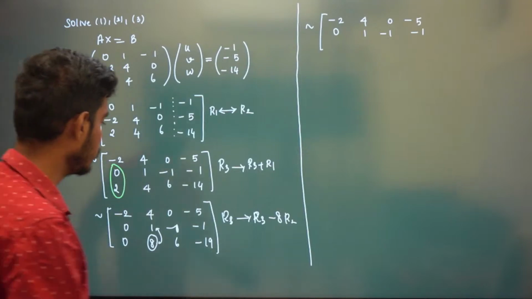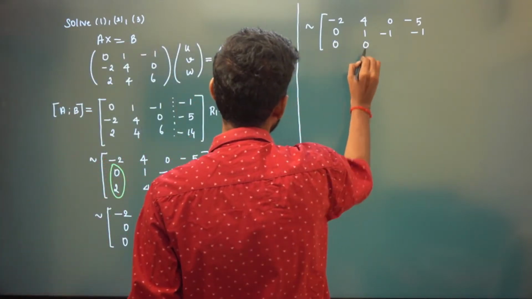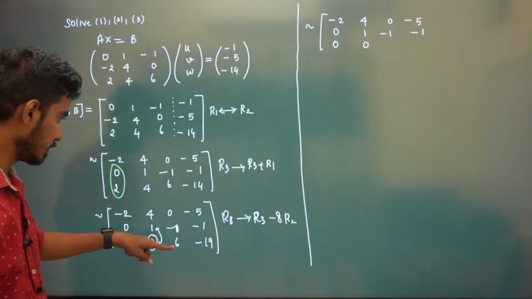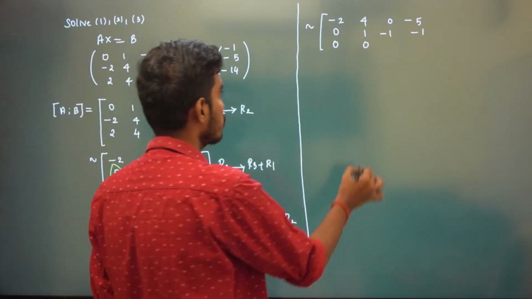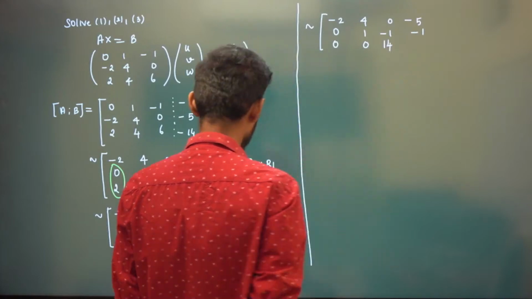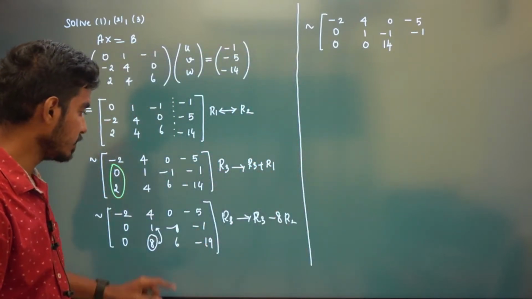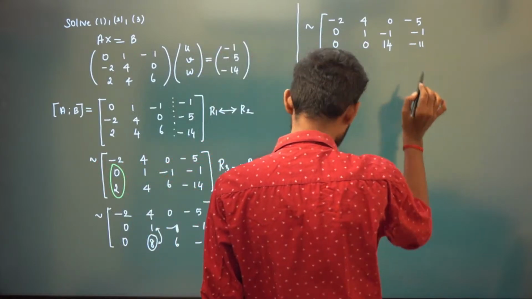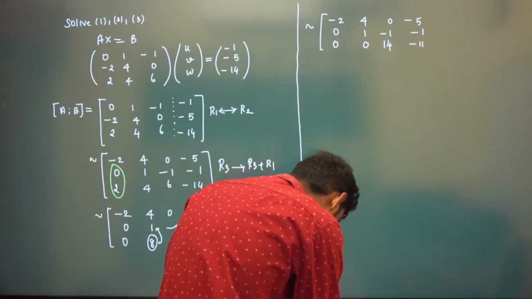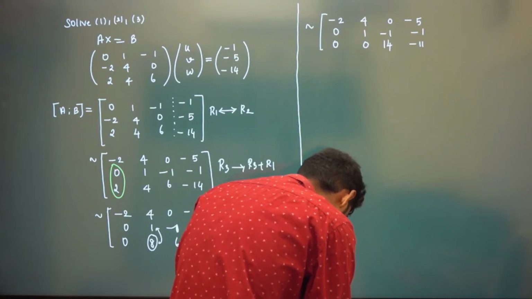So 0, this will be 0. So 0, 0. So 6 minus 8 into minus 1. It will be 6 plus 8. 6 plus 8 is 14. Minus 19 plus 8. Minus 19 plus 8. It will be minus 11. Right? It will be minus 11.